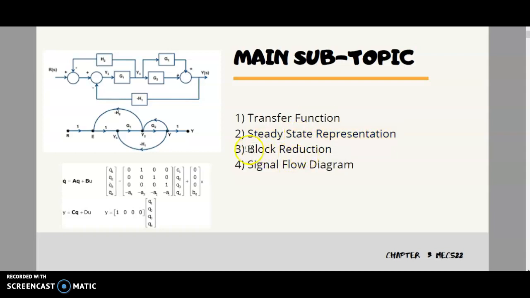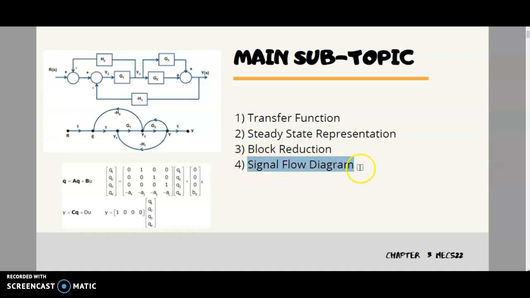And then block reduction. This one is block reduction. So you can see here, there are 3 block diagram combinations, so it is difficult to find the transfer function. That is why we need to reduce the block diagram, a few block diagrams here, G1, G2, G3, maybe G3 here. So we want to simplify the block diagram to find the transfer function.